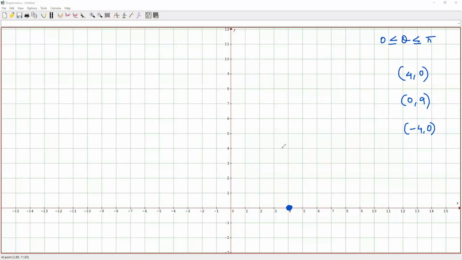But in our problem, we have less than or equal to, so the point for theta equal to 0 must contain a filled circle. Okay, the second point is 0, 9. It will be on the y-axis because the x coordinate is 0. It will be here, 0, 9. The last point is going to be -4, 0. Since the y coordinate is 0, it will be on the x-axis. Since this is the ending point, we have to decide whether to have a filled or empty circle. We got this point -4, 0 when theta is equal to pi, and we have less than or equal to here, so we must have a filled circle at the ending point.